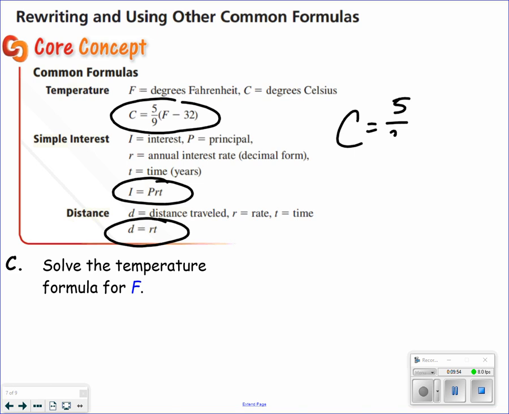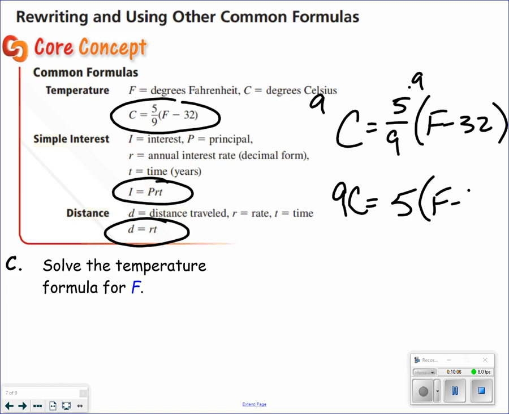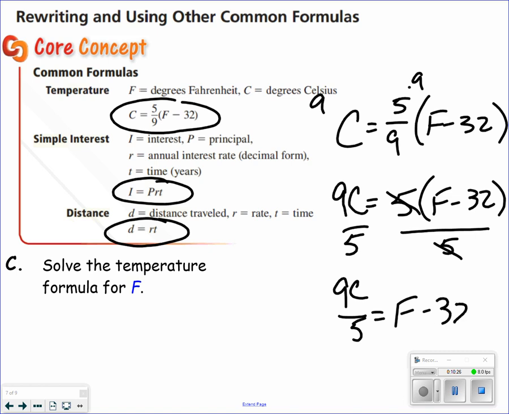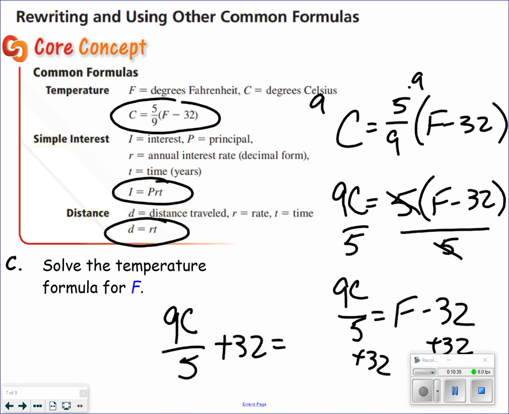All right, so I'm going to rewrite this: 5/9 times F minus 32. I don't like the fraction, so I'm going to multiply both sides by 9. So 9c equals 5 times F minus 32. Well, I don't like the 5 either, so I'm going to divide both sides by 5. Now, some people would distribute, and that would be correct, but I'm going to just divide by 5. So 9c over 5 equals F minus 32, and then I'm going to add 32 to both sides. So 9c over 5 plus 32 is equal to F.